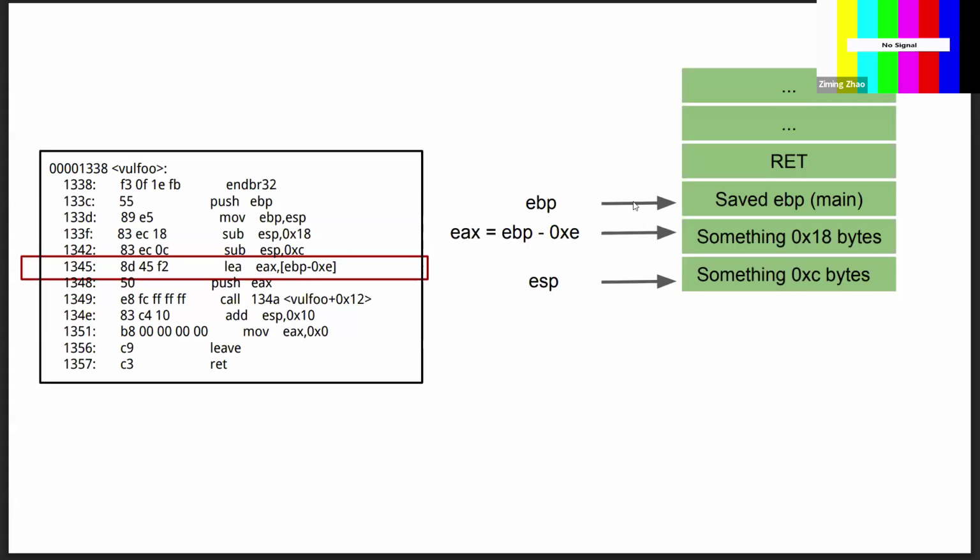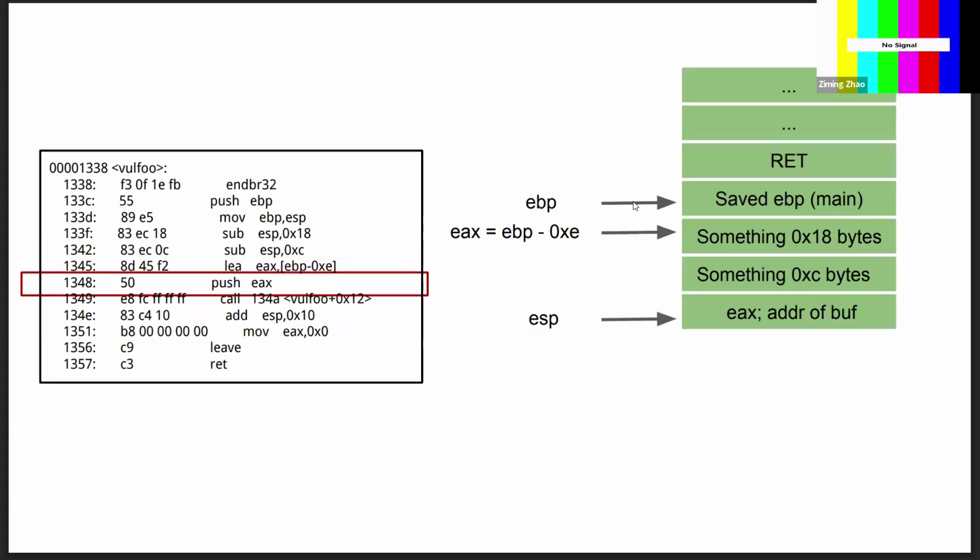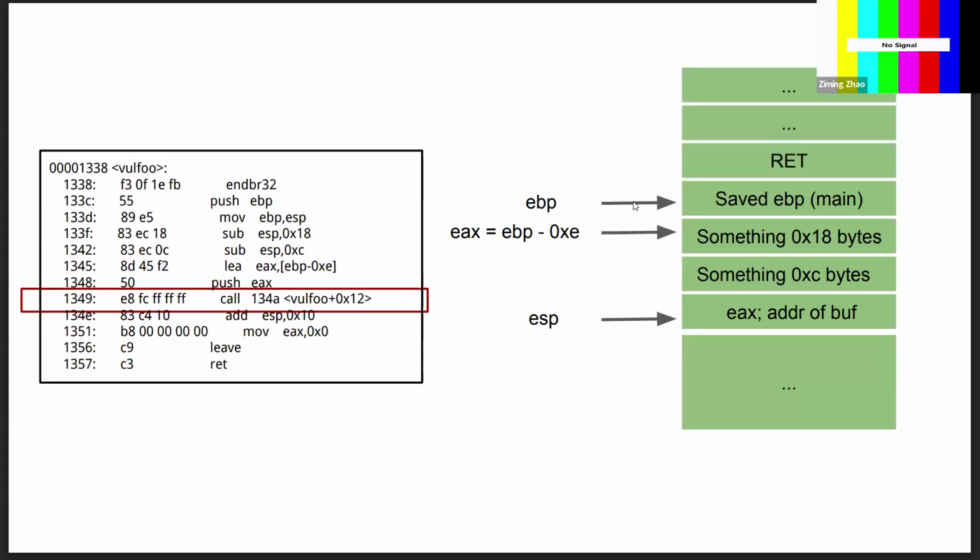Then how do we know that's where the buffer is? Because next we have a call to gets. Here you do not really see gets, you see val foo plus something. That is just a placeholder, so at runtime, it will eventually be changed to gets. The parameter for that is on the stack, and it comes from EAX, because before that there is a push EAX, and EAX has a value of EBP minus 14. So the buffer is at EBP minus 14.